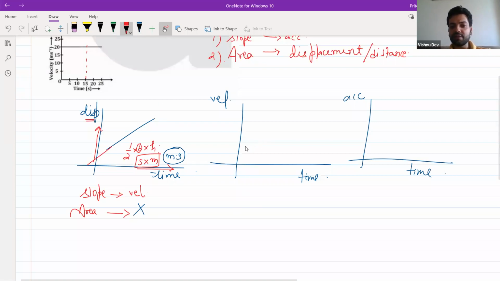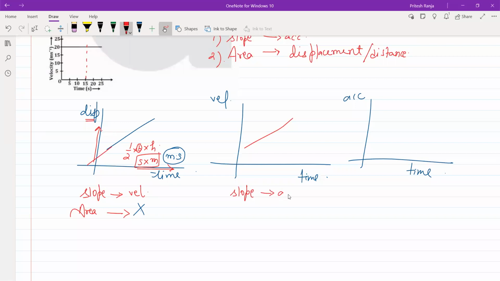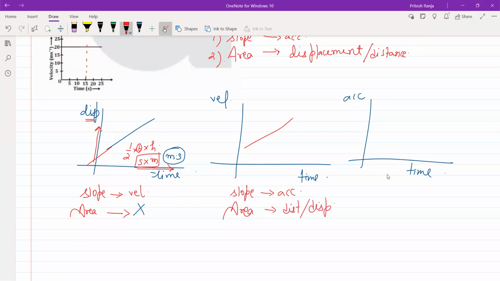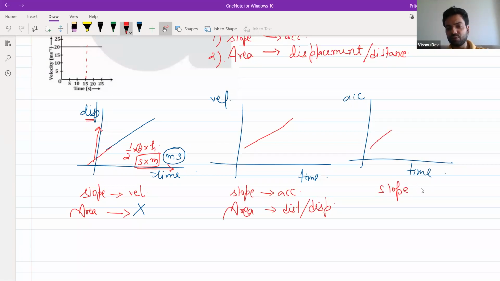Talking about velocity time, its slope will give us acceleration, right? And area will give us distance or displacement. Okay, all right. Acceleration time graph, in the same manner, slope won't be used. How do you find slope, guys?